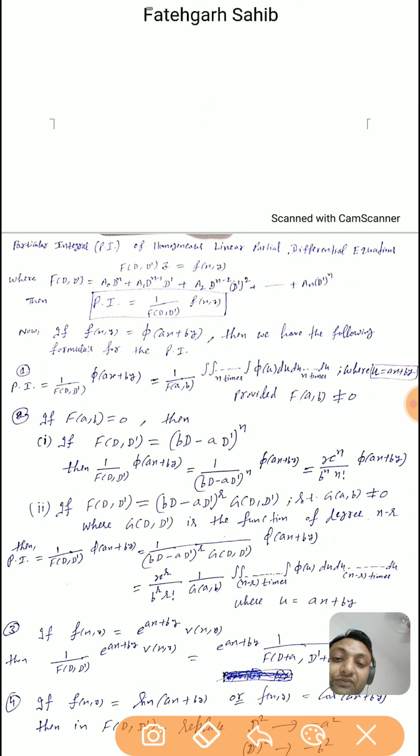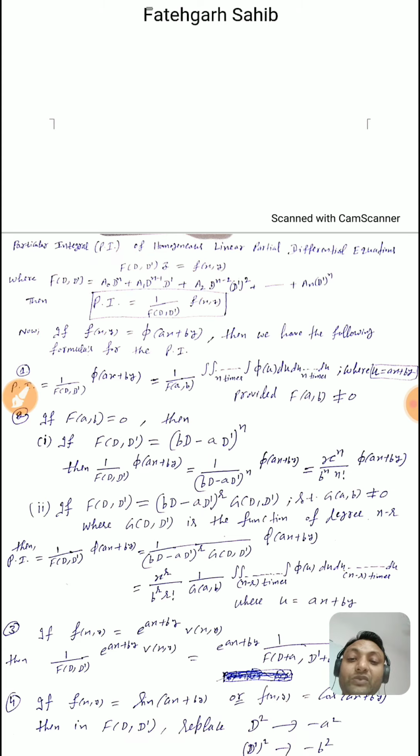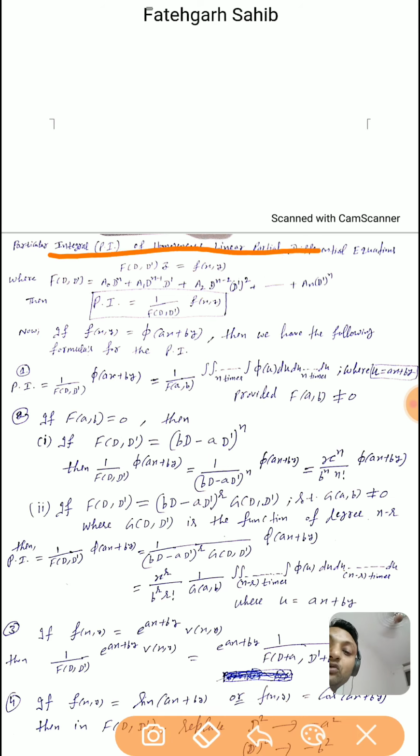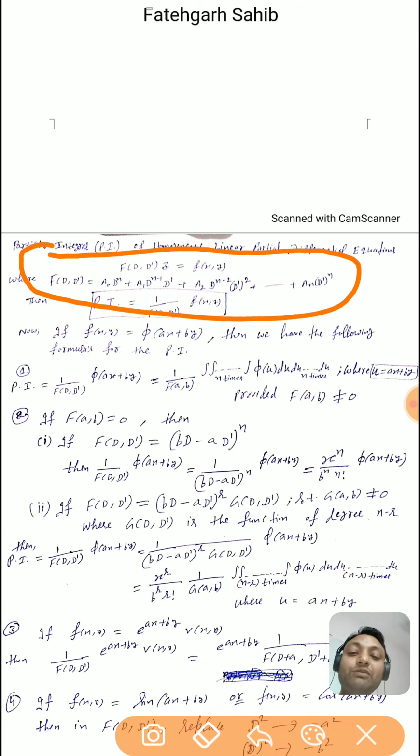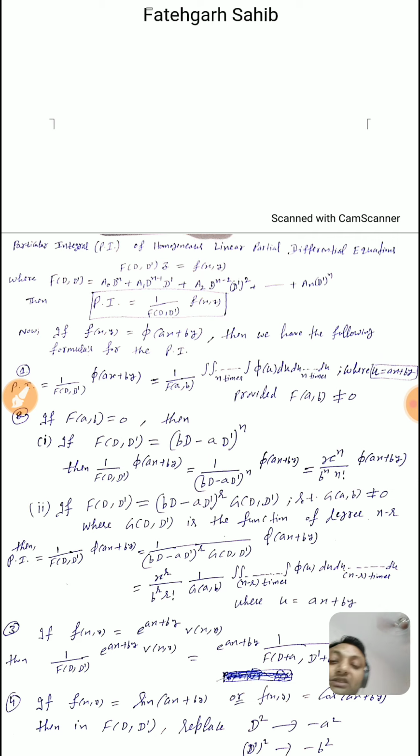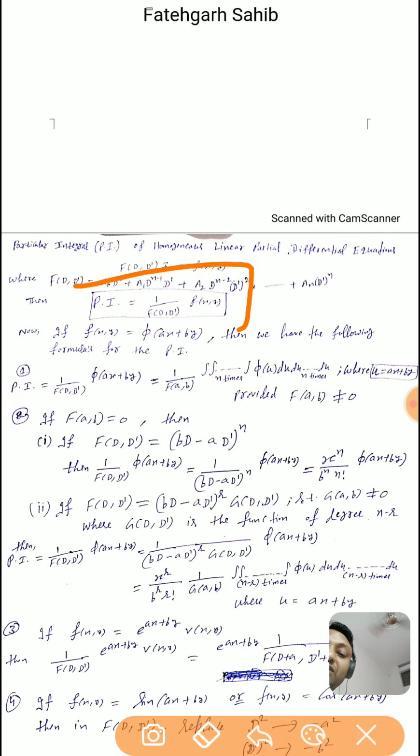So the given partial differential equation is f(D, D') operating on z is equal to f(x, y), where f(D, D') is equal to a0 D^n plus a1 D^(n-1) D' plus up to plus an D'^n, where a0, a1, up to an are all constants, and D is equal to ∂/∂x and D' is equal to ∂/∂y. Then the particular integral of these kinds of partial differential equations is given by 1 upon f(D, D') operating on the function f(x, y), that is the right hand side of the partial differential equation.